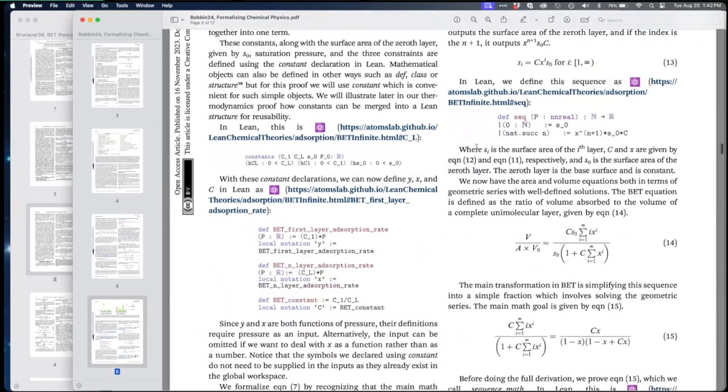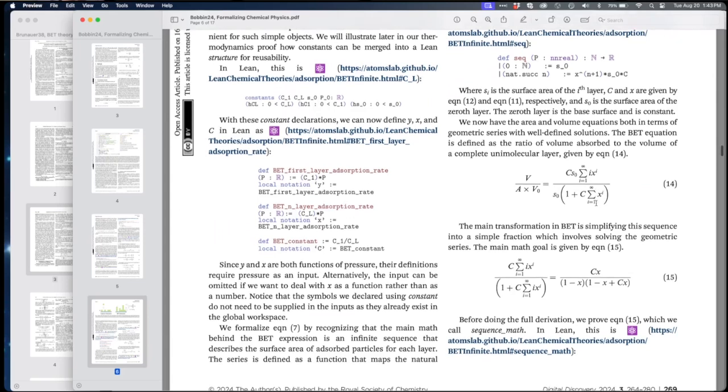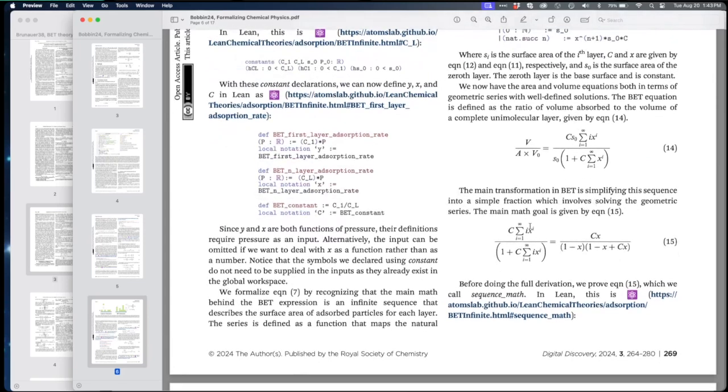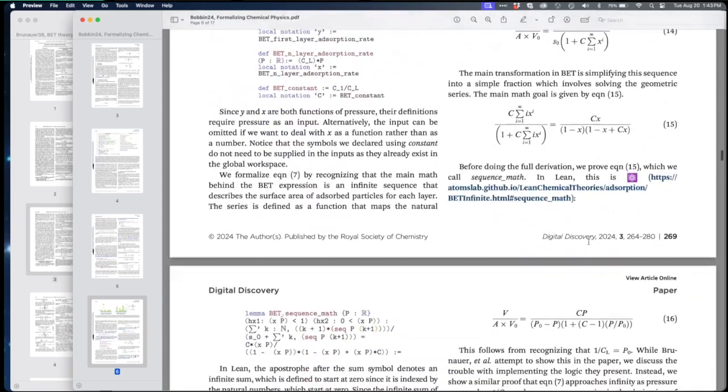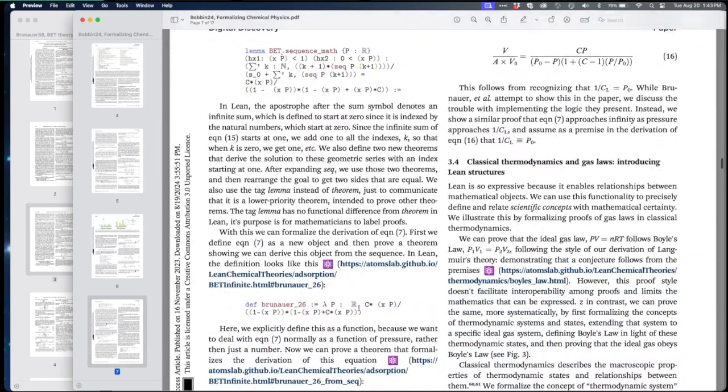But bottom line, we decided that this equation was the linchpin to it all. And so we proved this using different lemmas for these infinite geometric series, which were in MathLib. And then we need to do sequence math in order to change this into this. And once we can do the main math goal here, then we can close it out and prove Brunauer 26.